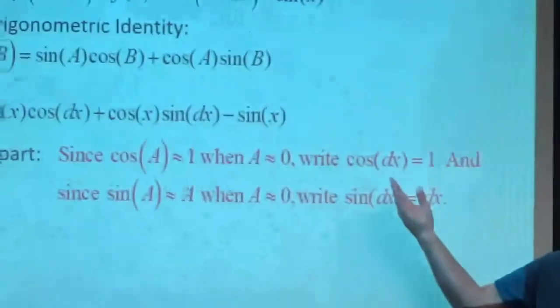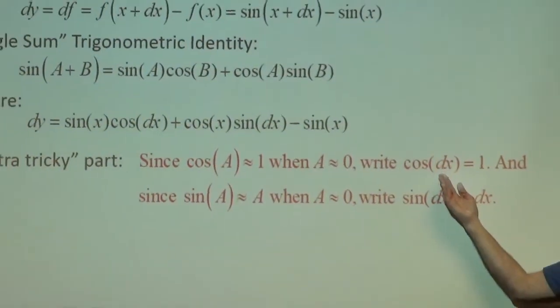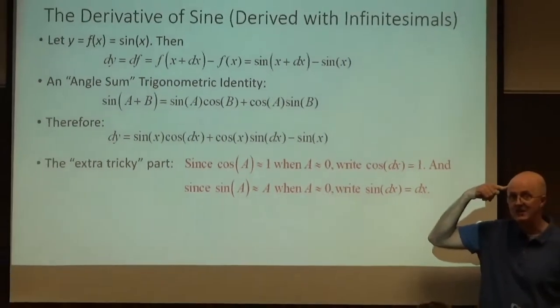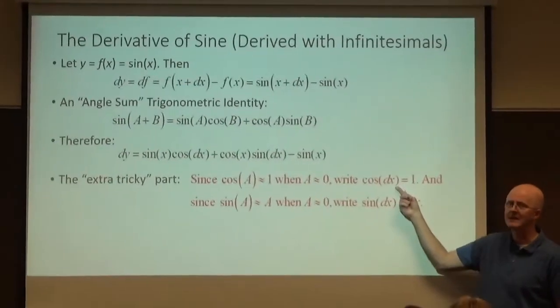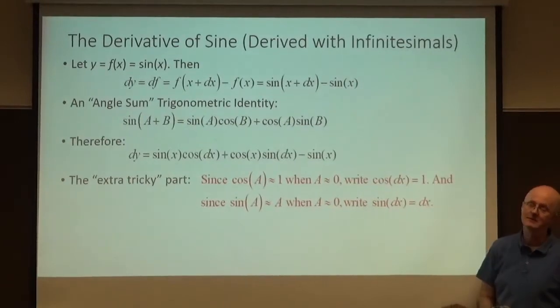dx is infinitesimally small. So close to 0 that it's smaller than any positive real number, at least in our imaginations. Let's effectively say the cosine of dx equals 1. No approximation symbol there. Let's just go ahead and say it equals 1.